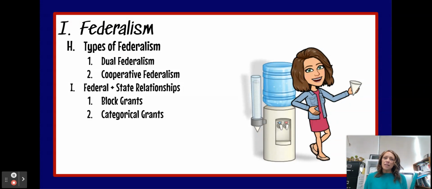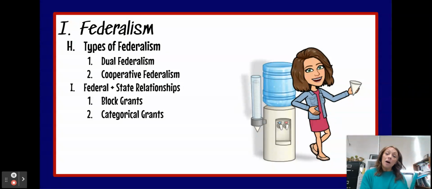There are many different types. We're just going to focus on two: dual federalism and cooperative federalism. Dual federalism is the type of federalism that the United States used pretty much from the beginning of the Constitution, so like 1789, all the way up through the New Deal, so think 1937. The United States and the state governments functioned in their own spheres. The United States government made laws for the whole country. The states took care of the individual states.